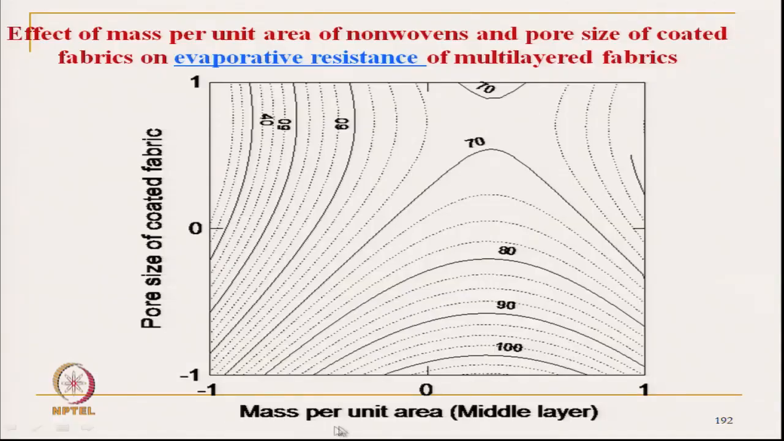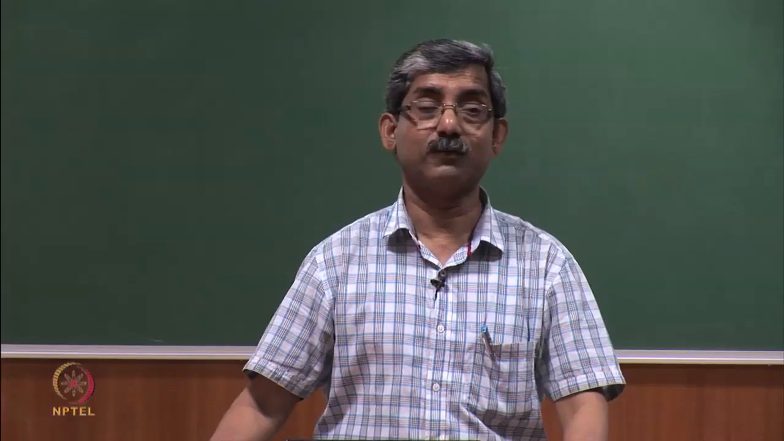Now, let us see how the mass per unit area of the middle layer, that is the through air bonded layer, and the pore size of the outer layer coated fabric affect the evaporative resistance. If we increase the pore size of the outer layer, the evaporative resistance reduces, which is very good. It does not affect the thermal transmission, but it affects the moisture vapor transmission. So, it allows the moisture vapor transmission easily. So, evaporative resistance is reduced from say 100 to 70. That much reduction in evaporative resistance if we change the pore size of the fabric.